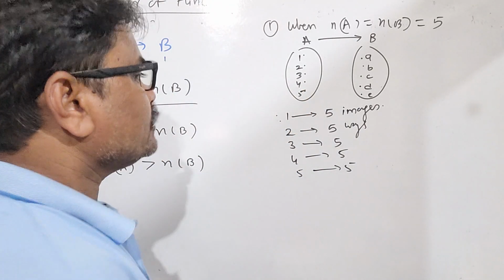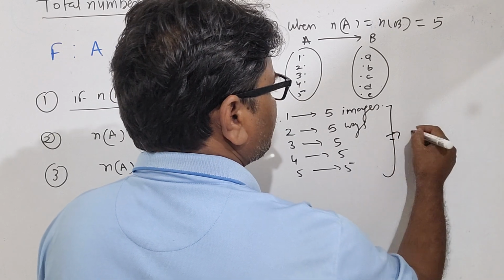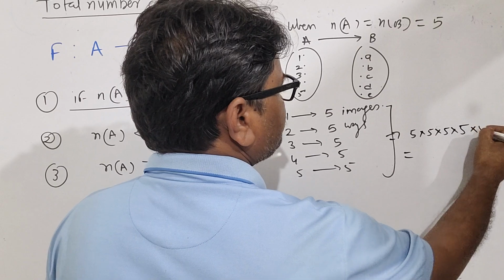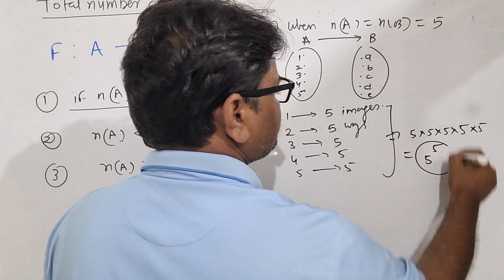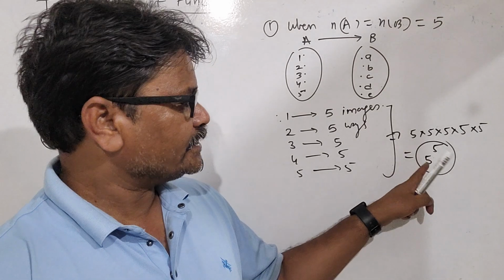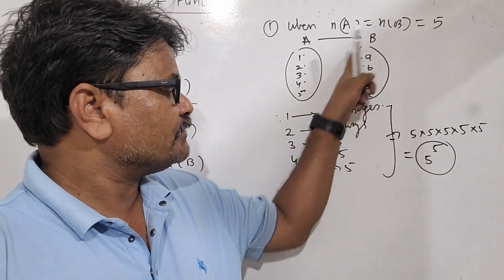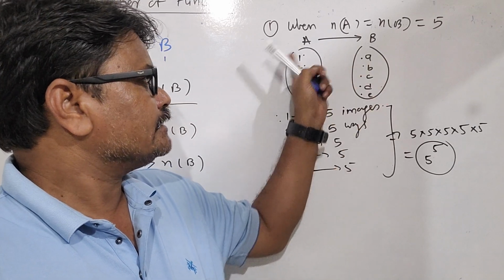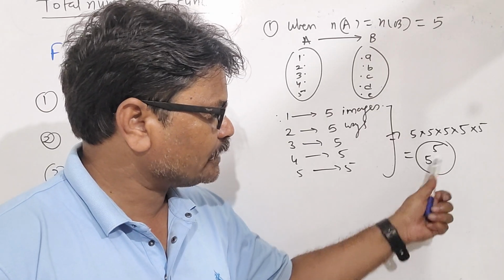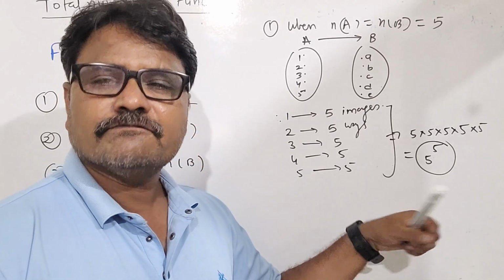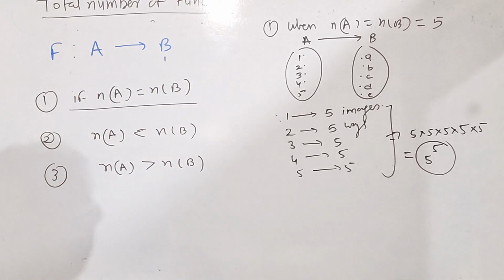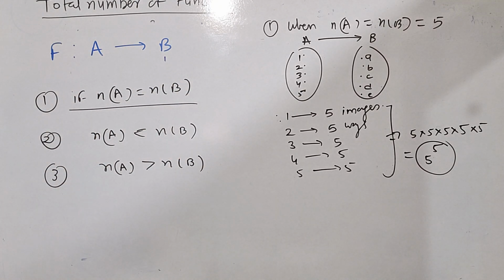So the total number of functions I can calculate now as 5 into 5 into 5 into 5 into 5, that is 5 to the power 5. This is your total number of functions. Now what we can observe is that 5 is the number of elements present in the codomain set and domain set. Okay, in 5 to the power 5, this 5 and this 5, from which set are they coming? That is the question. We will solve it with the next example, when n of A is less than n of B.